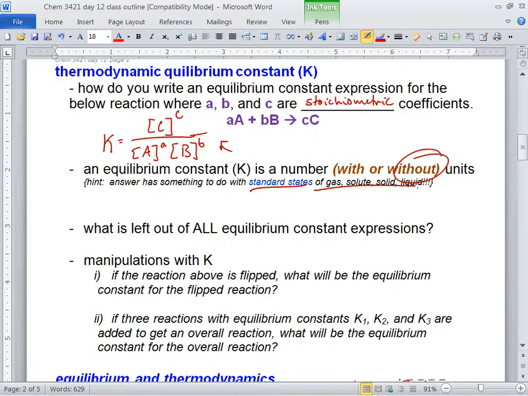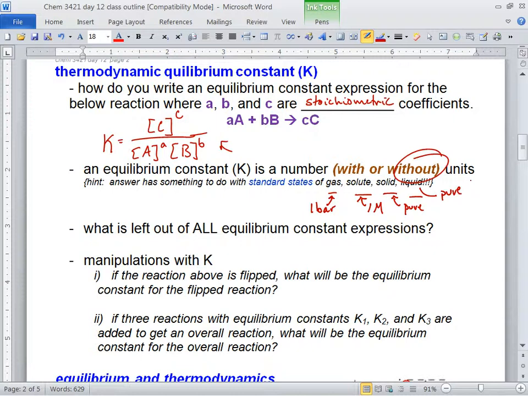What is a standard state? Well, these are the possibilities: either it's a gas, a solute, which is something dissolved in water or something, like 2 molar, or it's a solid, or it's a liquid. That covers pretty much everything. What are the standard states? For a gas, it's 1 bar. For a solute, it's 1 big M, which stands for molar. For a solid, the standard state is just being pure. And for a liquid, the standard state is just being pure.